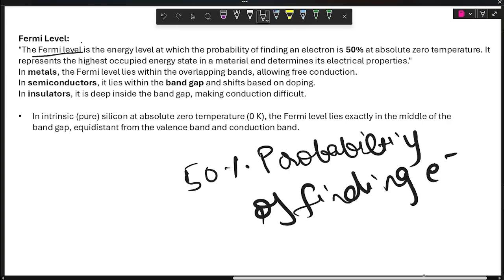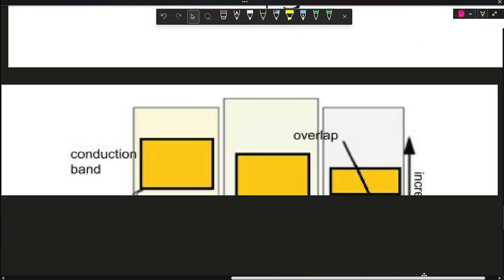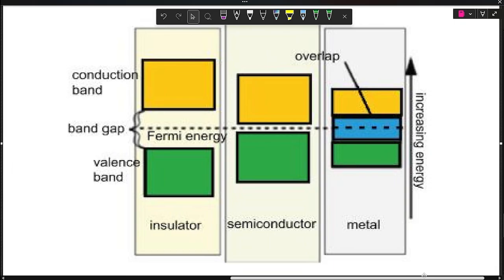The definition says the Fermi level is the energy level at which the probability of finding an electron is 50% at absolute zero. So let's see an example first before we completely understand the definition. It says that the probability of finding an electron is 50%, right? Let's take the case of metal. It is exactly in between the overlap of the conduction band and valence band. So it means the probability of finding an electron in metal is equal in the valence band and conduction band.